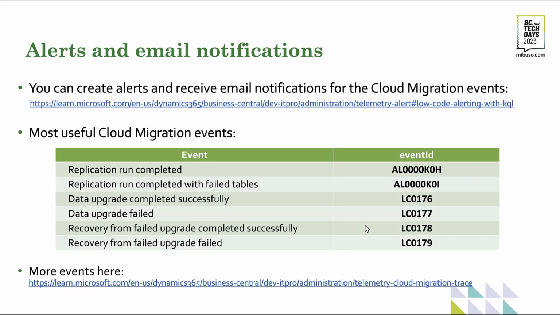And these are the most important events that you can use to receive the email notifications. So if you would like to get an email notification whenever the replication run completes and when the data upgrade completes or fails, you can subscribe to these events. On the previous BC TechDays event, there was a dedicated session on how you can set up these alerts. I would invite you to watch the recording of that one if you're interested. And we have also put some documentation articles that are going to guide you how you can set up the email notifications based on the partner telemetry.